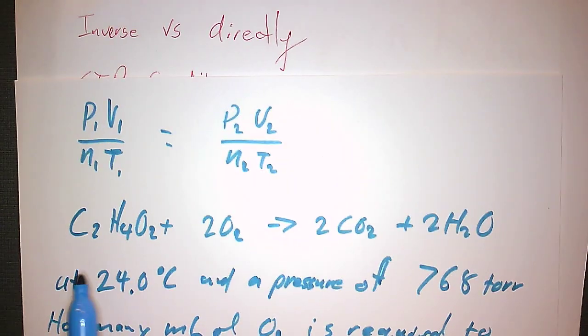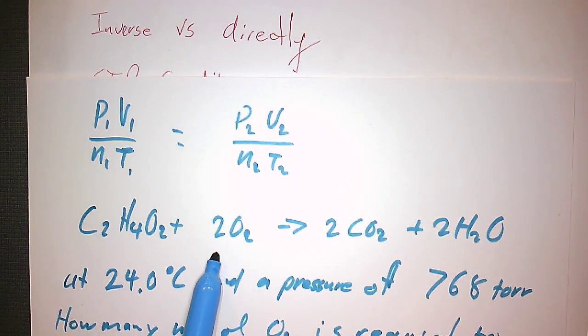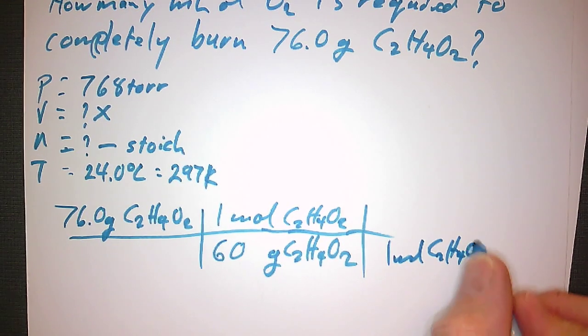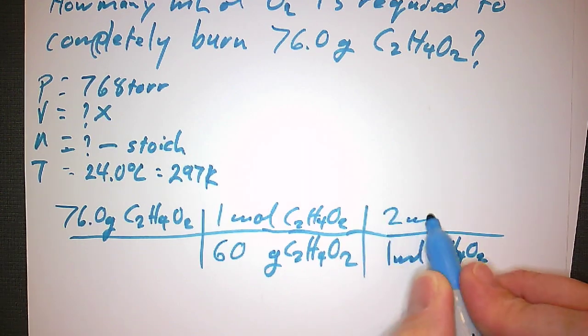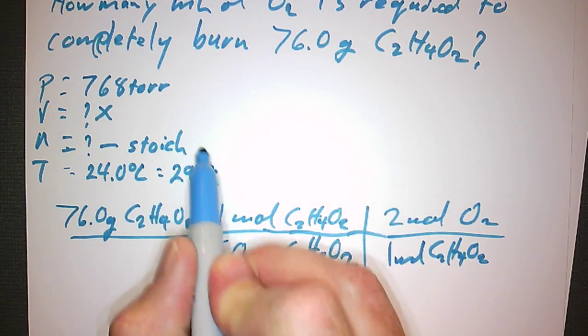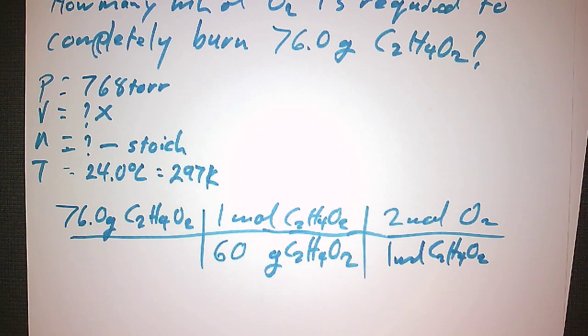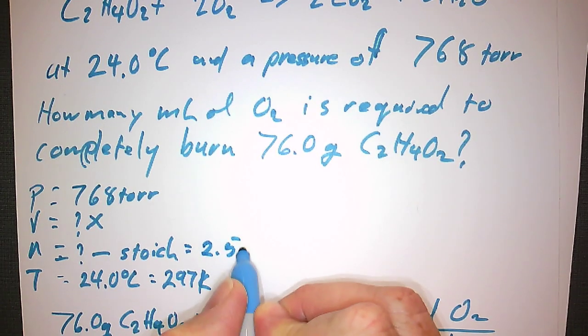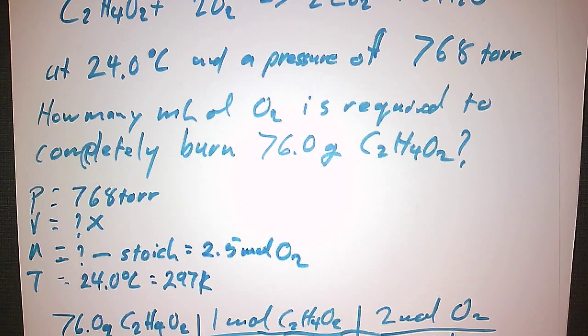And then we need to use our mole to mole ratio. In this case, from our balanced equation, it's 1 to 2, right? So 1 mole C2H4O2 on the bottom, 2 mole O2 on the top. I don't need to go any further on my stoichiometry because N is number of moles. Once I get there, I am good. So 76 times 2 would be 152 over 60 would be 2 point what? 2.5. So 2.5, we'll just use that. So this equals 2.5 moles O2.